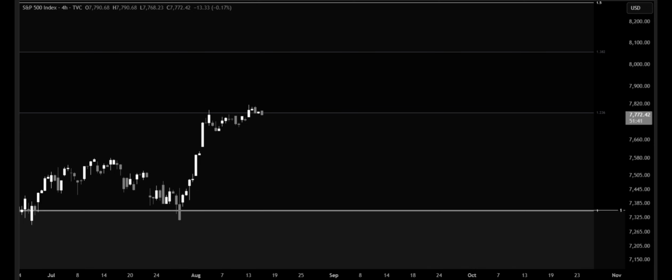The 1.236 test. And this is where the current structure becomes especially interesting. 1.236 is not a random extension. It can be read as 0.618 moves. 0.618 plus 0.618 is equal to 1.236. So geometrically, it can represent an extension of the 1.0 structure by another Fibonacci unit.